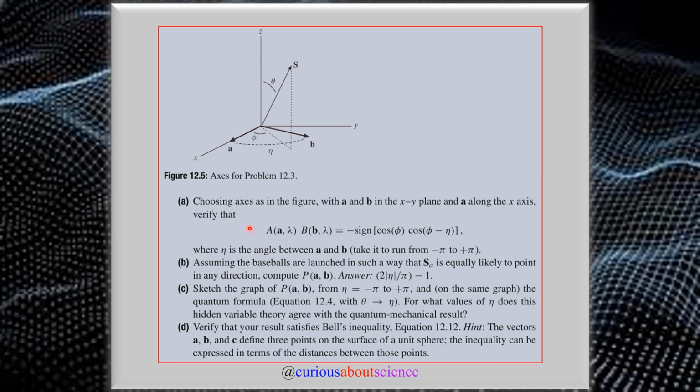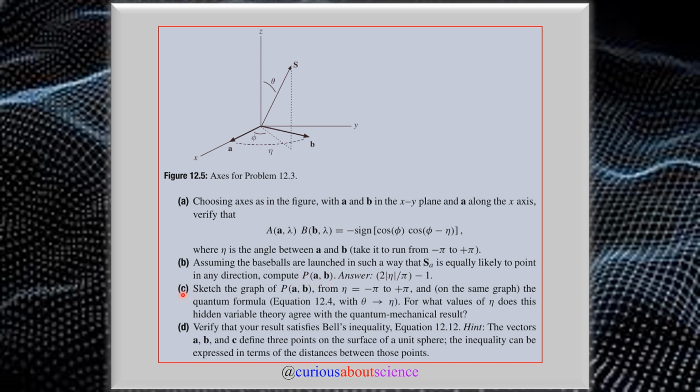And then we want to verify that capital A of the vector a and hidden variable lambda, same thing with B, is equal to negative sine theta cosine phi times cosine of phi minus eta, where eta is the angle between a and b, taken to run from negative pi to positive pi, as we see here. Okay, and then in part B, assuming that the baseballs are launched in such a way that S_A is equally likely to point in any direction, compute P(a,b) and give the answer.